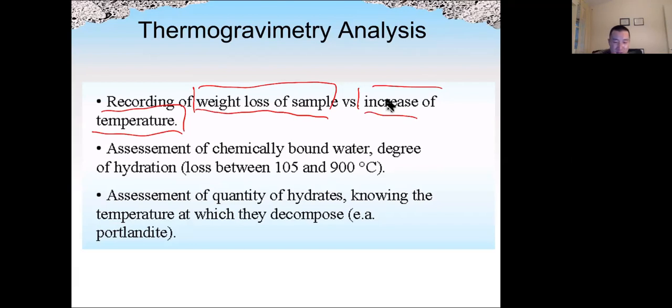We can use this method to get, for example, how much chemically combined water is in a hydrated cement, or even the degree of hydration. We can also get an idea of the quantity of different types of hydrates, but we should know the decomposition temperature for different types of materials. For example, portlandite, we know at a certain temperature portlandite will decompose. If the weight changes at the temperature of portlandite, we can get the idea of the weight percentage of that material.